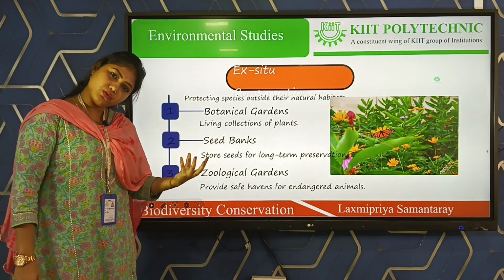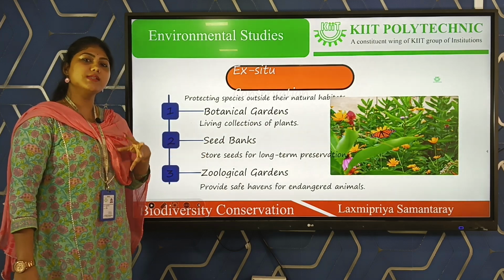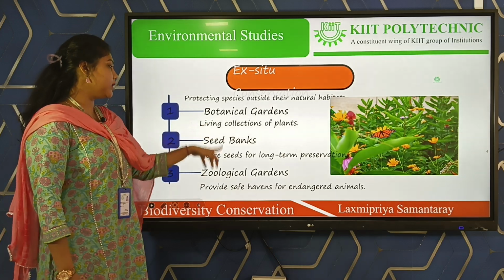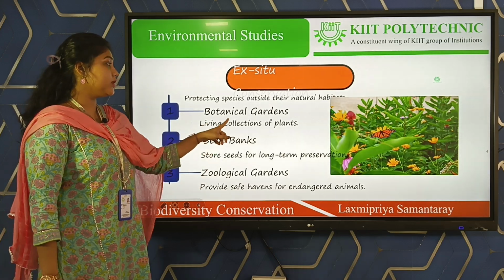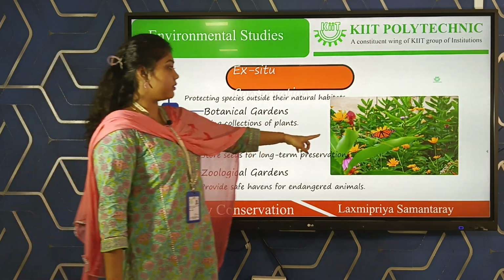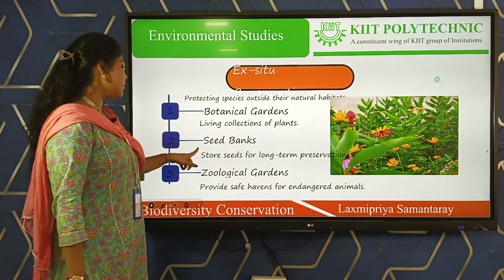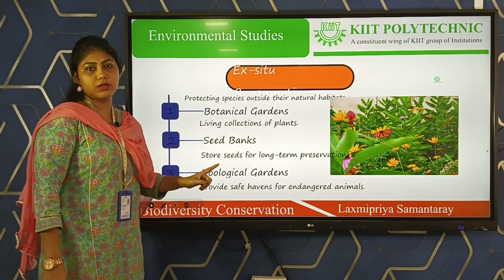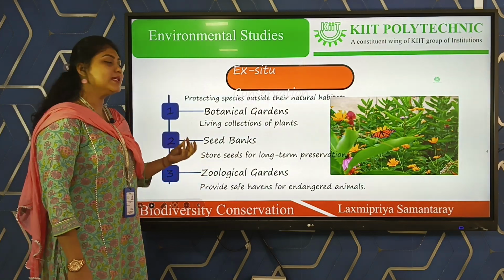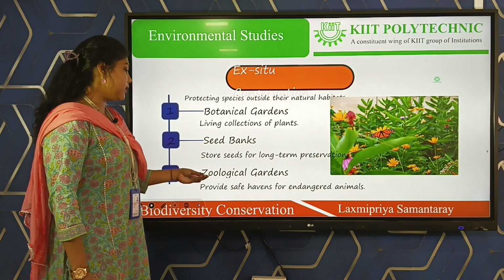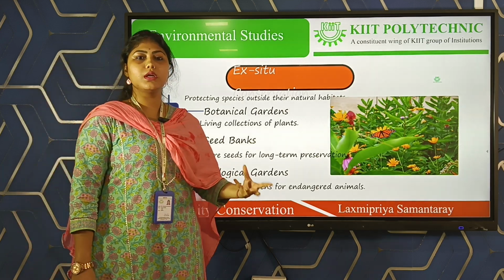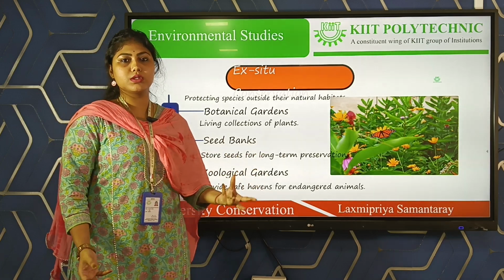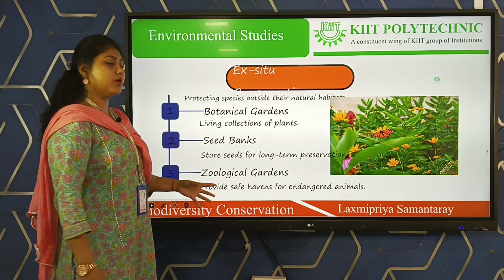It means they are natural species, but we have to save them, we have to keep them in the right place, like botanical gardens and living collections of plants, like if we can see in this picture, a butterfly is there, and seed banks store seeds for long-term preservation. It means we have to store all the seeds for our future. And zoological gardens means we have to create a zoological garden, and store all the animals or species over there to give them a safe environment.